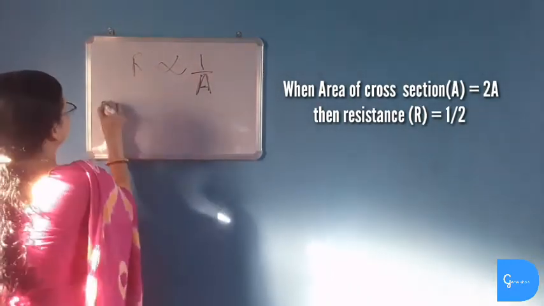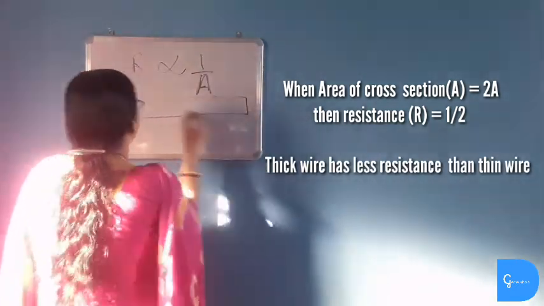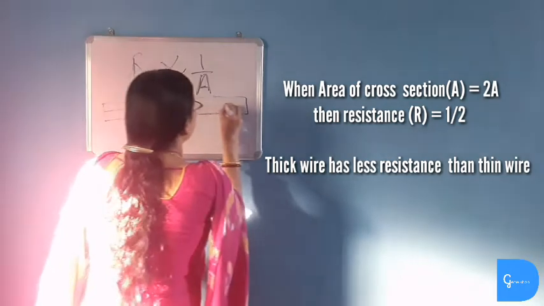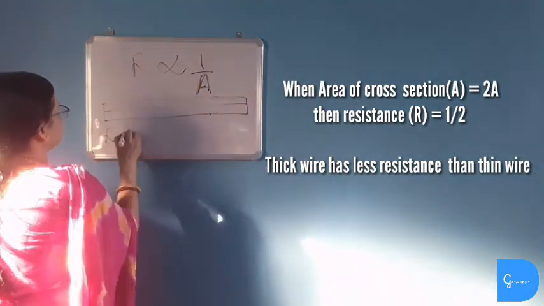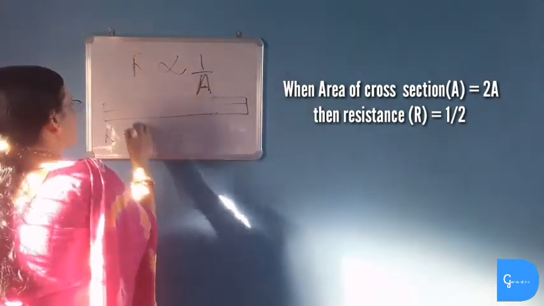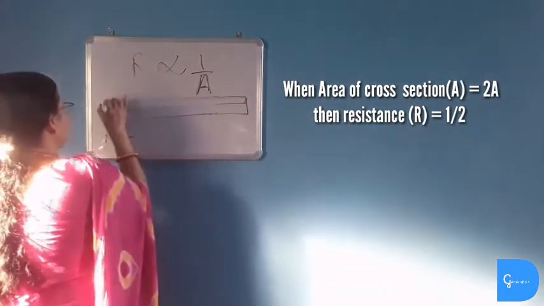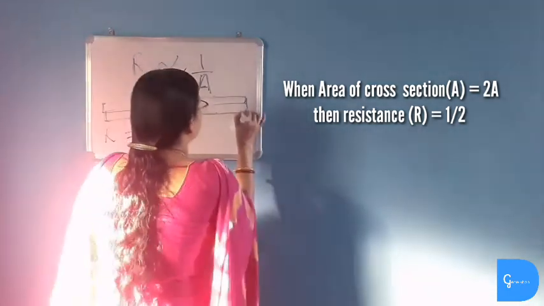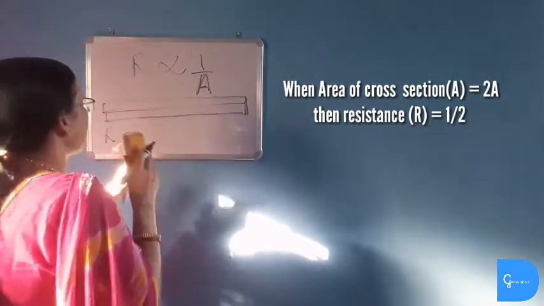Now if we take a thick wire, we consider it to be a collection of two thin wires connected in parallel, and their resultant resistance will be half the original value of the resistance, because resistances connected in parallel give half the original value. So a thick wire can be considered as two thin wires connected together in parallel.